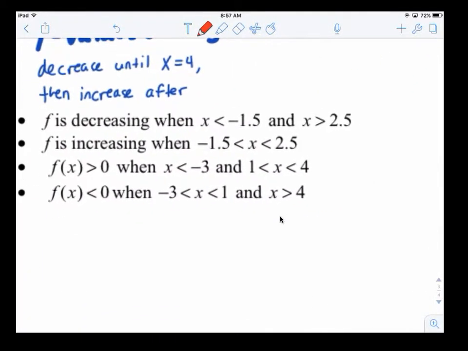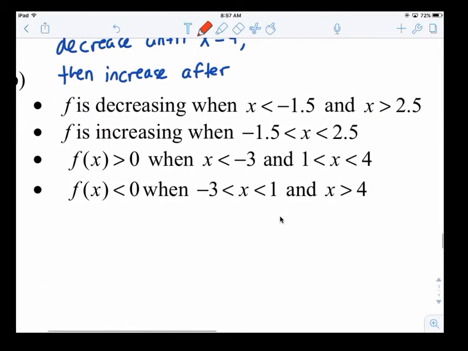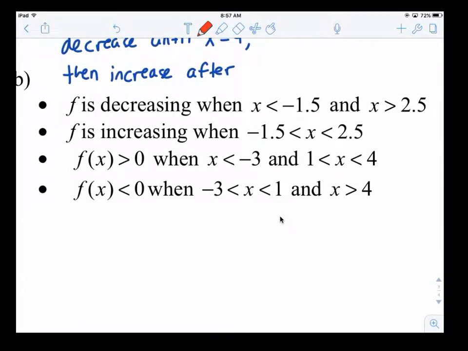All right, so this is f is decreasing, increasing, greater than 0, less than 0. All right, so let's put it in order. So as I go from left to right, what would I hit first? Right, so this would be part 1. So x is less than -3. So what do you know, what is the graph doing when it's less than -3?